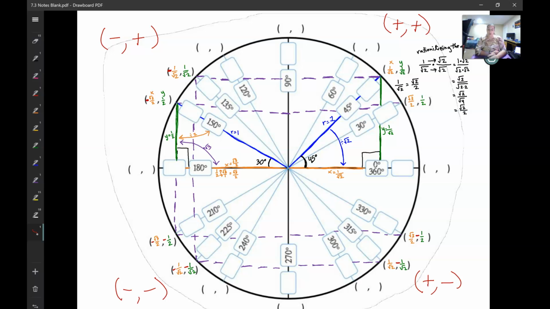In the next video, we'll do all of these points, which is also going to be a 30, 60, 90, but in a slightly different way. And we'll show that in the next video.